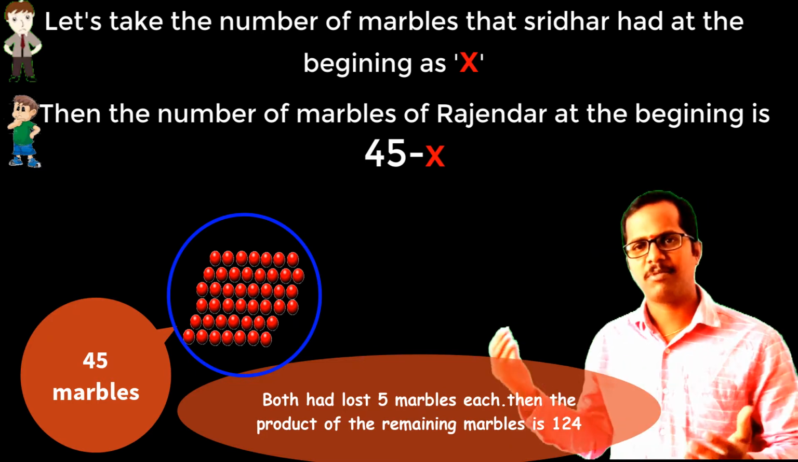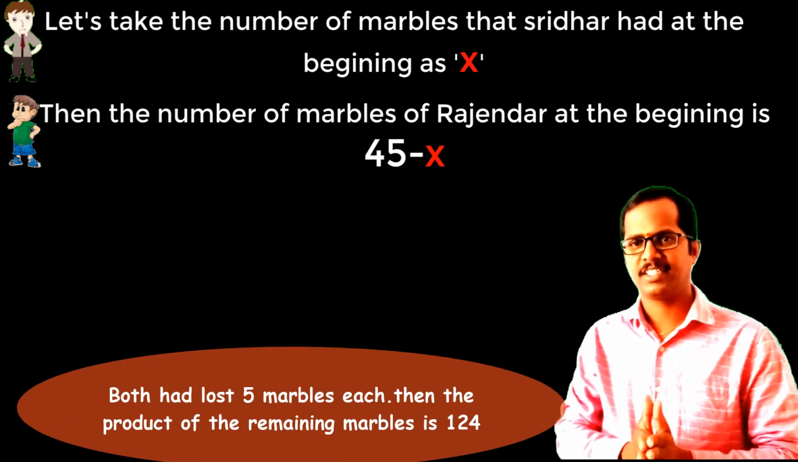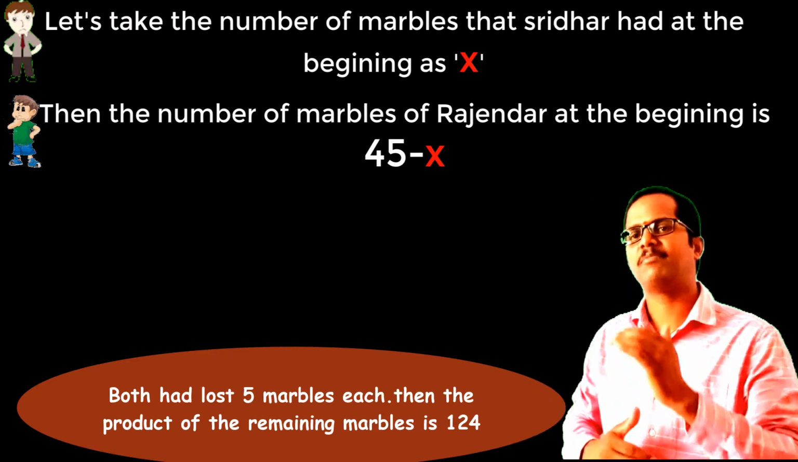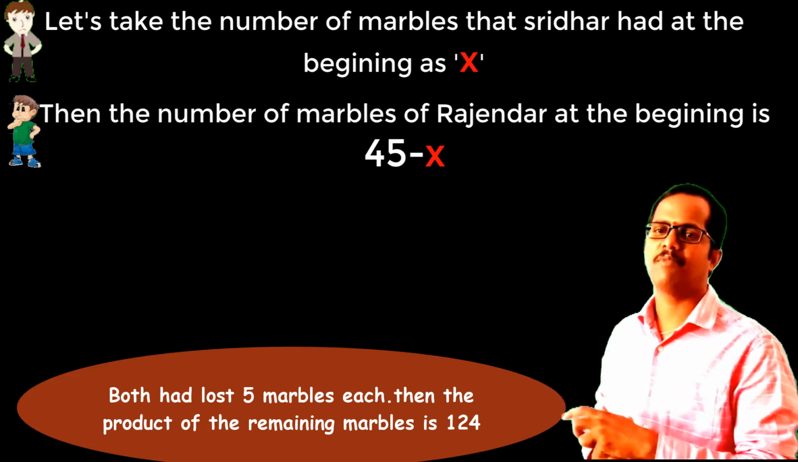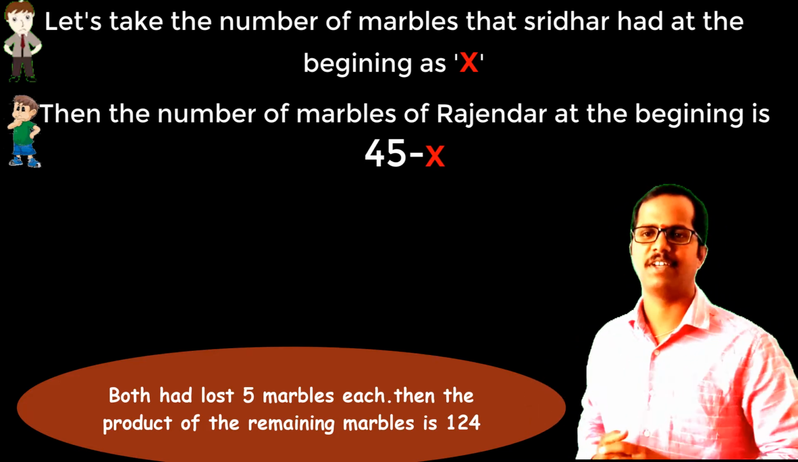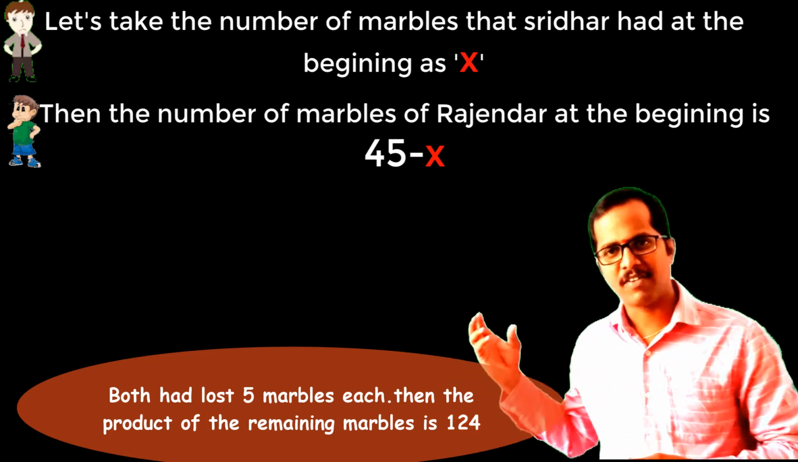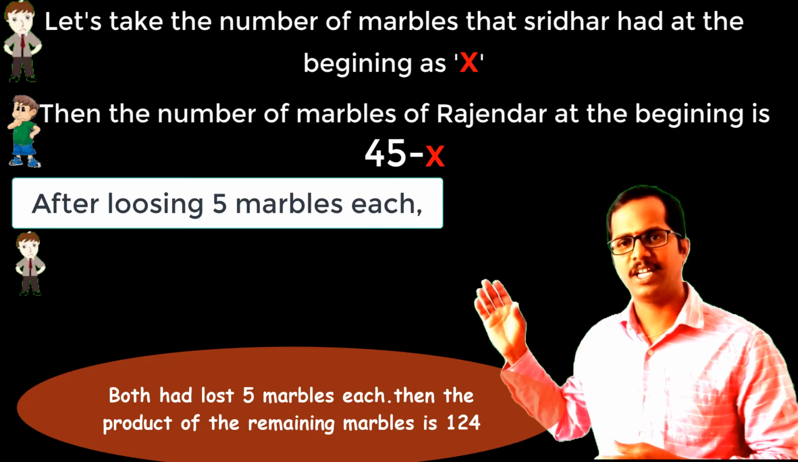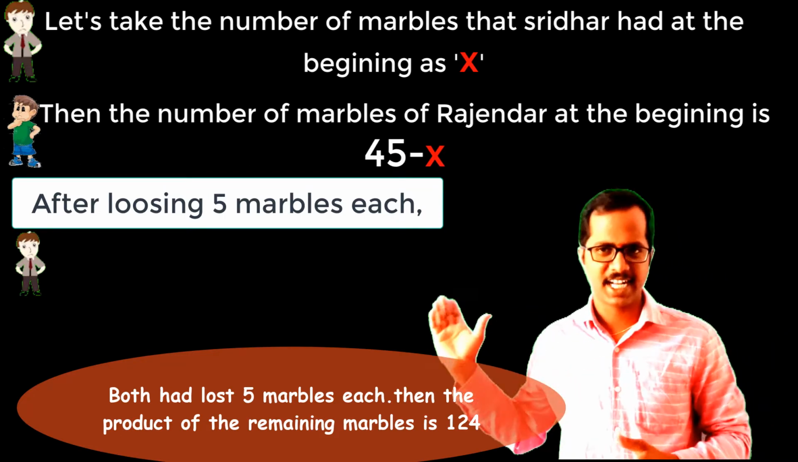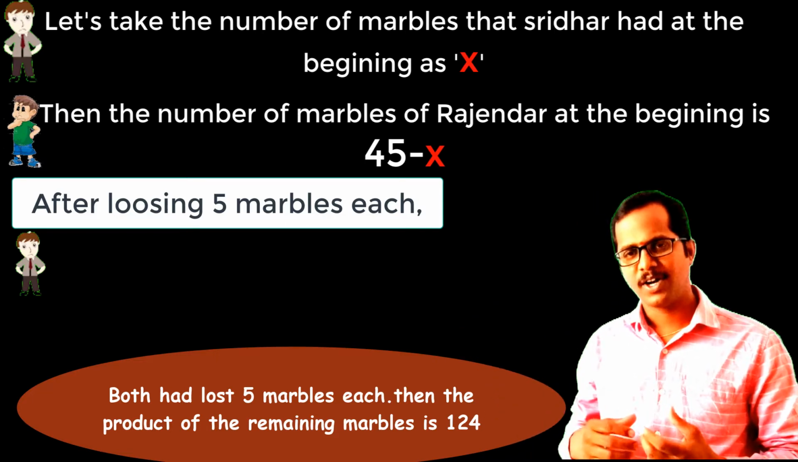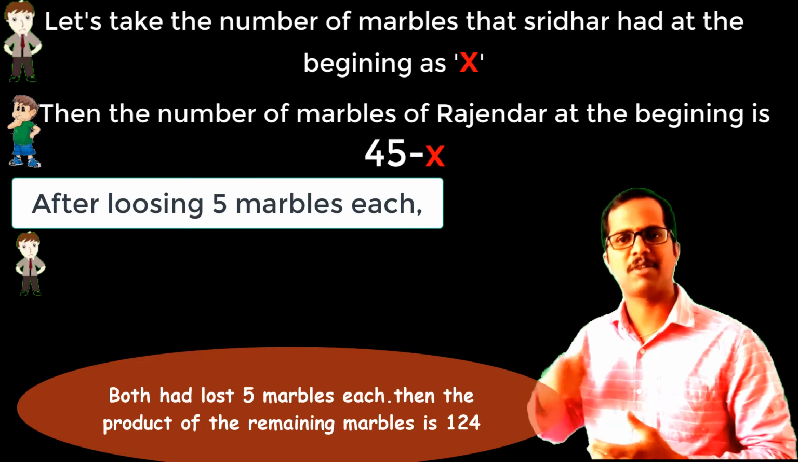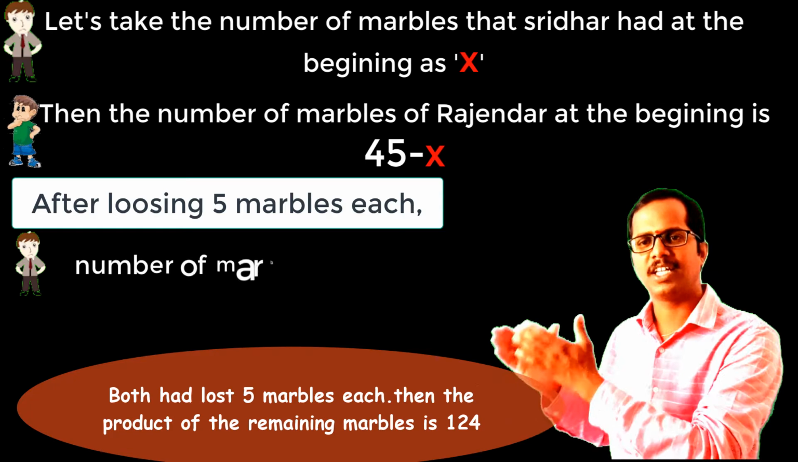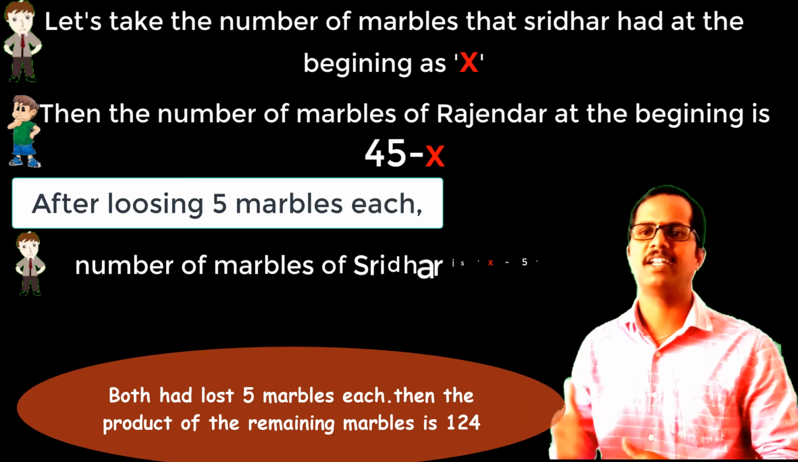Now in the problem it is given that Sridhar and Rajendra lost 5 marbles each. After losing the 5 marbles each, the product of the remaining marbles that they had is 124. So now let us find the number of marbles that Sridhar had after losing 5 marbles. At first, how many marbles did Sridhar have? It is x. So how many marbles did Sridhar have after losing 5 marbles? Very good, it is x minus 5. So after losing 5 marbles, the number of marbles left with Sridhar is x minus 5.